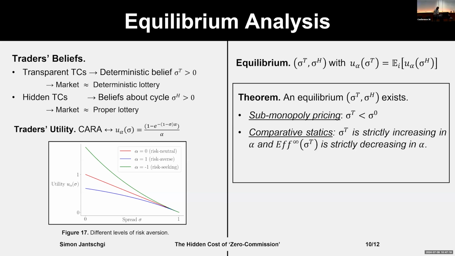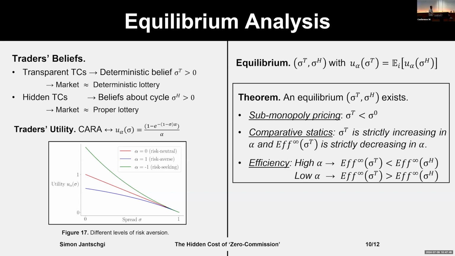Well, I'm an economist, so I'm going to do some comparative statics. This transparent transaction cost is going to be strictly increasing in the risk aversion. This means a higher level of risk aversion: traders are more afraid of the uncertainty of the price cycles, so the market with transparent transaction costs can get a way of charging them at a higher rate. And because higher transaction costs means less efficiency, the efficiency of the market with transparent transaction costs is going to be decreasing in the risk aversion.